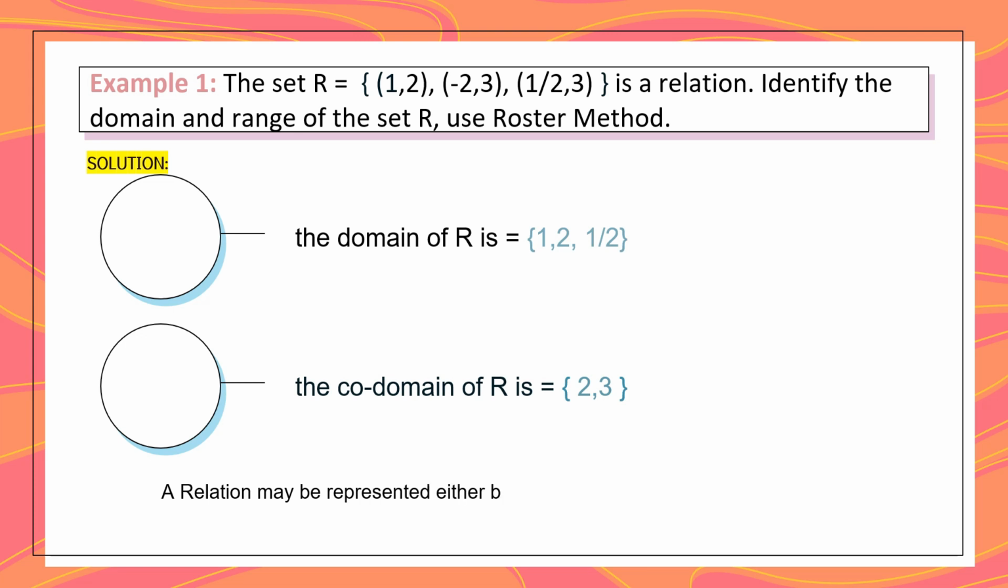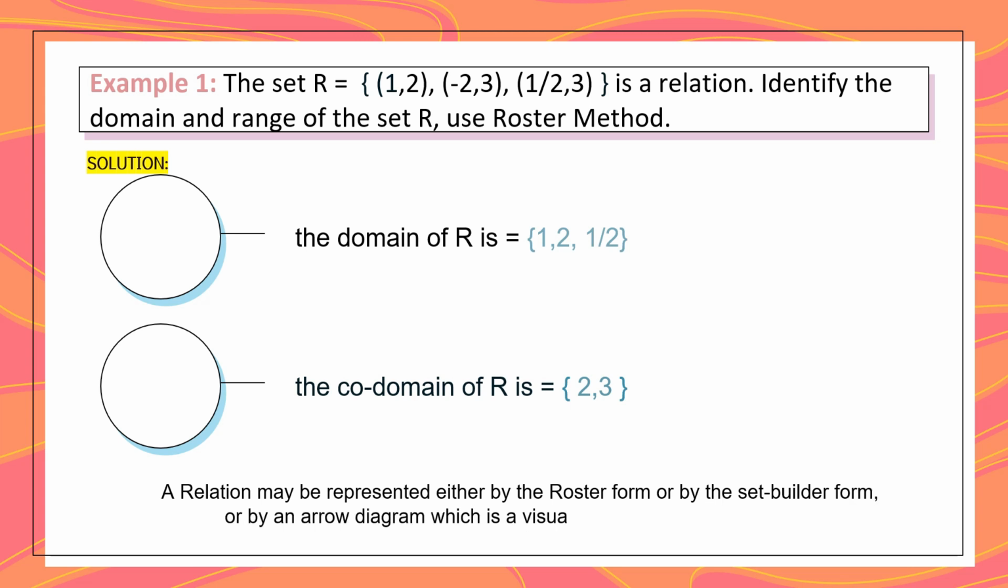A relation may be represented either by the roster form, by the set builder form, or by an arrow diagram, which is a visual representation of a relation.